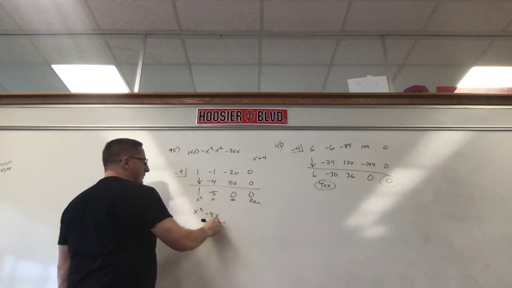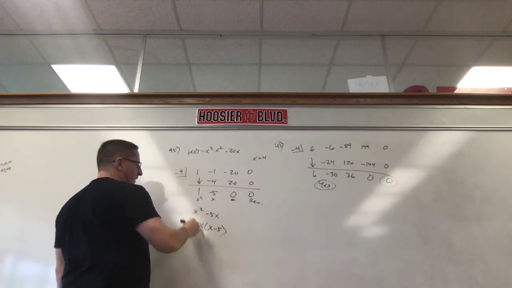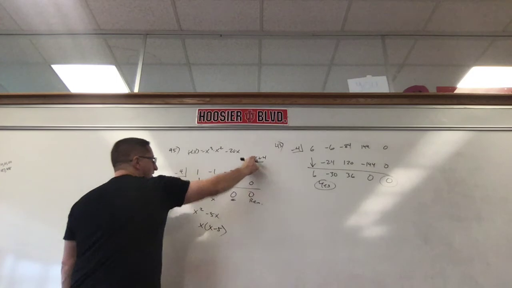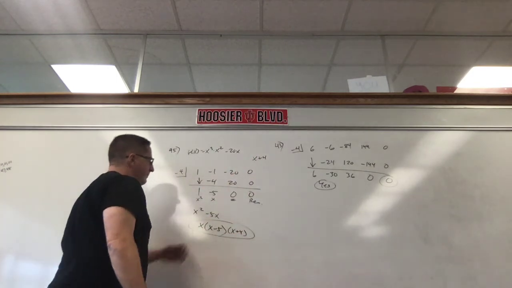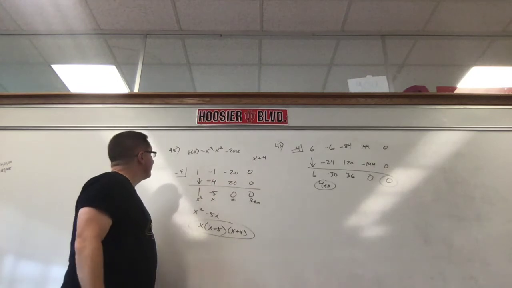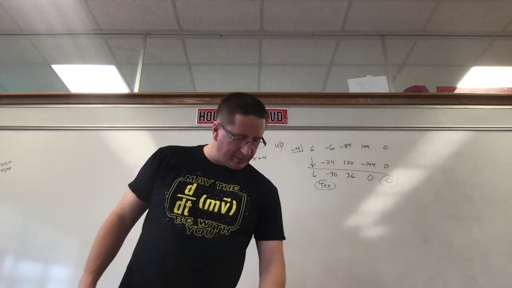We need to factor it completely, though. This factors further. I can take an x out of that, times x minus 5. So we have x times x minus 5 times x plus 4. It's factored completely. If I multiply this all out, you would get that.